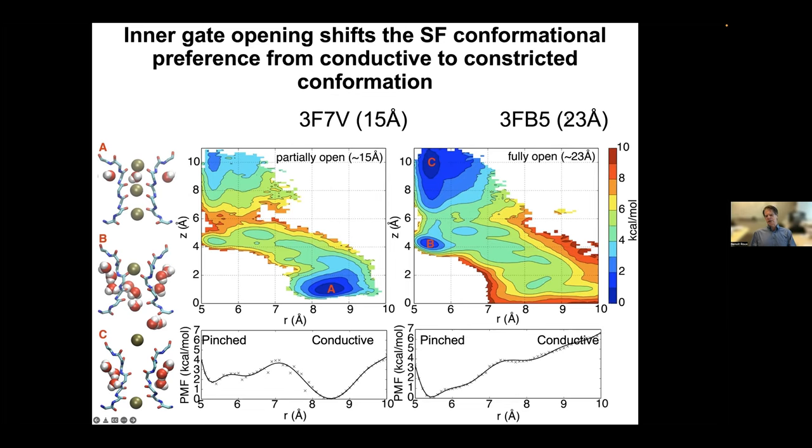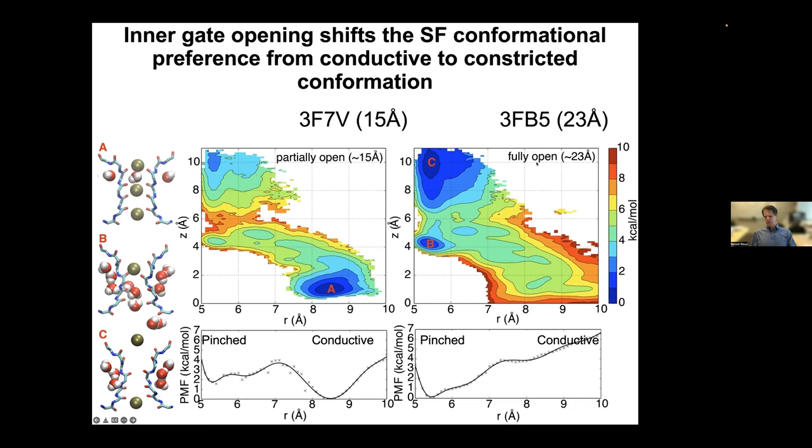For example, if you have a very open channel, like 23 angstrom, that's the activation gate that's opened by the stimulus. If the gate is very open, you can see that the wide distance of the pore, so this is the z-axis and this is the r-axis, is unstable, and what is stable is this region where the ion resides around 10 angstrom from the center of mass. So that would be this state, C. And you're narrow, like you're at 5 angstrom. So this is an inactivated pore.